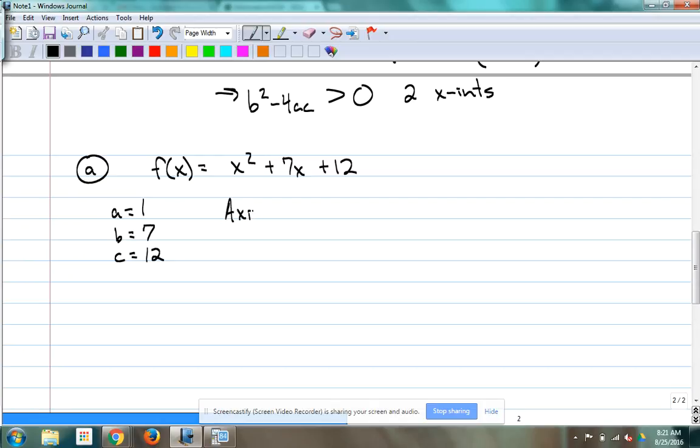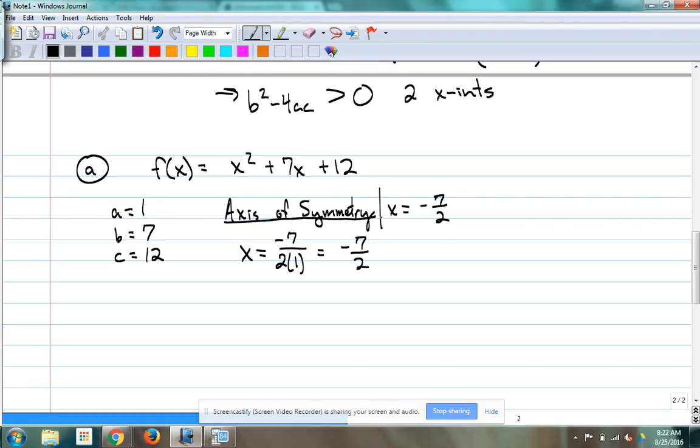We need to know the axis of symmetry. And you can abbreviate that if you want to. I'm just writing it all out in the notes here. So it's x equals negative b over 2a. So negative b would be negative 7 over 2 times a, which is 2. So negative 7 over 2. So the axis of symmetry is x equals negative 7 over 2, or negative 3.5. When we go to graph that, that's what we're going to think. Negative 3.5. Okay?